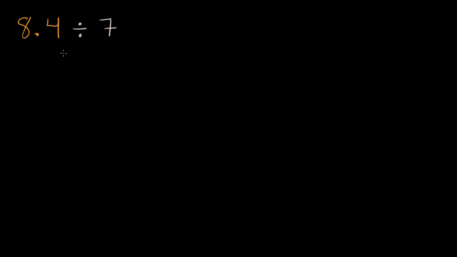So when you look at this, you might immediately say, well, okay, I know 84 is divisible by 7. If you know your 7 times tables, we know that 7 times 12 is equal to 84, or that 84 divided by 7 is equal to 12. But this isn't 84, this is 8.4. So how do we think about it?